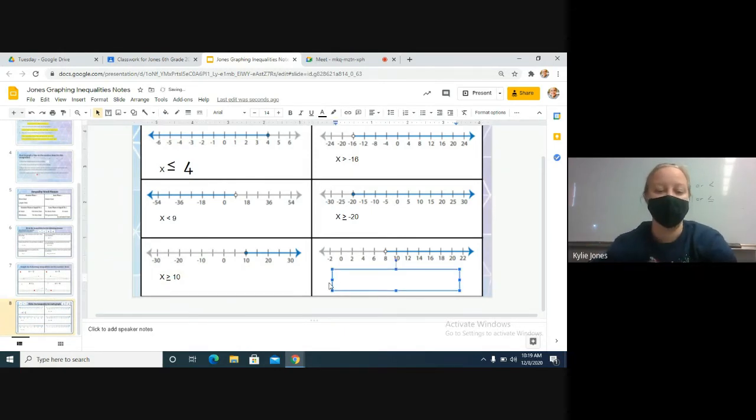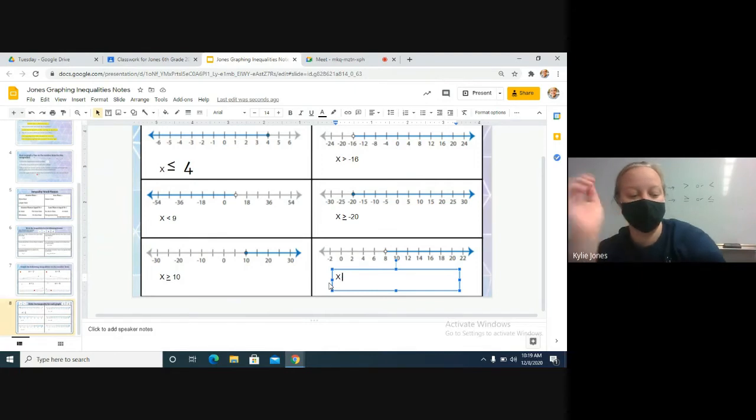We have first x. Always start with your x. Is it greater than or less than, first of all? Good. The numbers are pointing to the greater than side. Numbers that are greater than 8. Is it equal to? It is not. This is an open circle, so it's just greater than what number? 8. Any number that you plug in must be greater than 8.